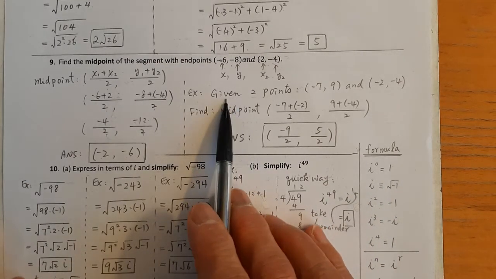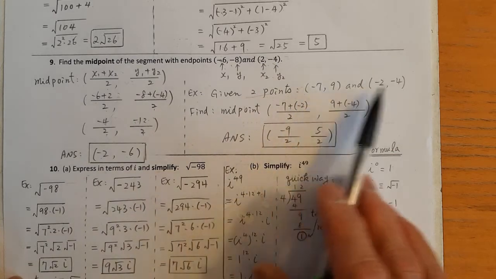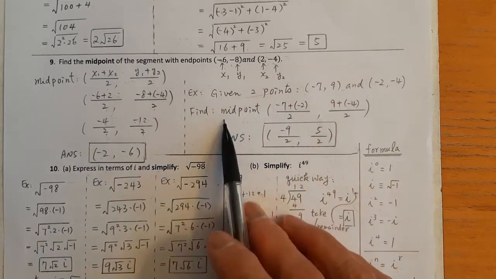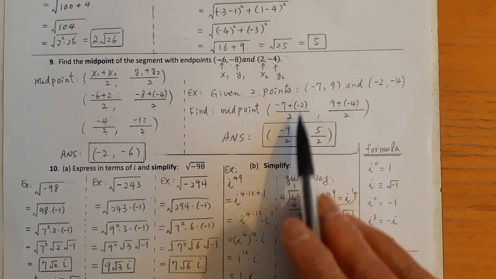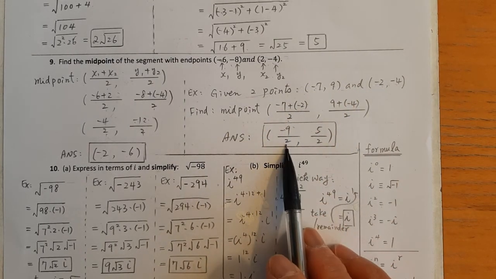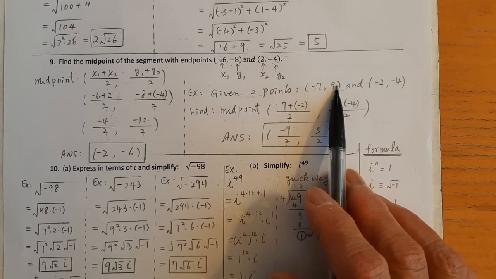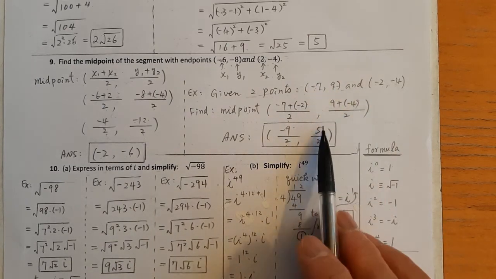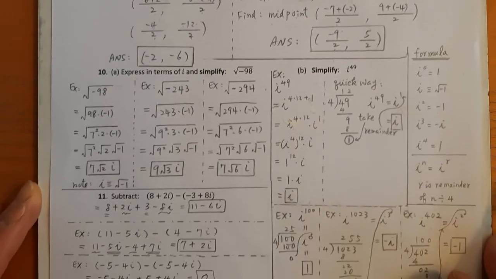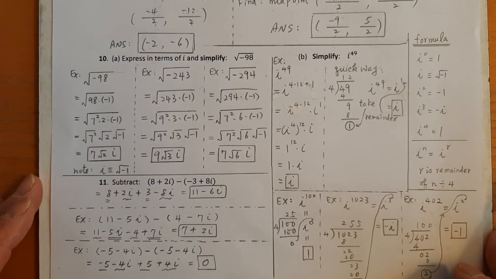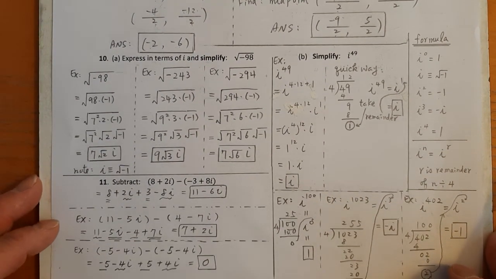Example, given 2 points, find the midpoint. So the x coordinate: negative 7 add negative 2 divided by 2 is negative 9 over 2. The y coordinate: 9 add negative 4 is 5, divided by 2. That's the midpoint.